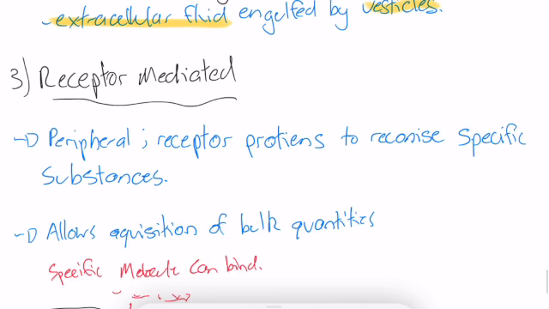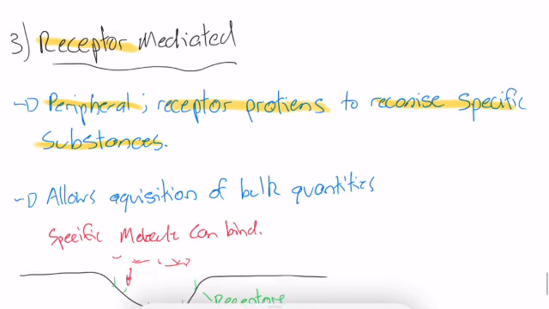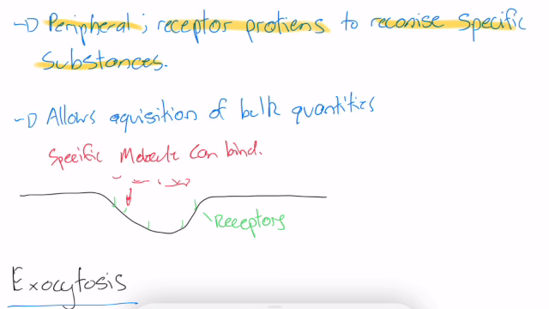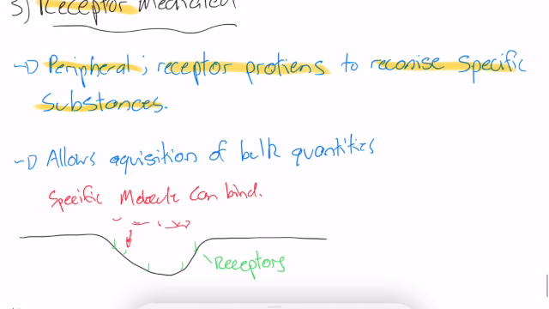Third method is receptor-mediated. And we know that receptor-mediated is typically very specific. We have things like receptor proteins, peripheral proteins these would be, on the external area of the plasma membrane in order to recognize these specific substances. Now, receptor-mediated endocytosis is used to acquire your more bulk quantities of substances.